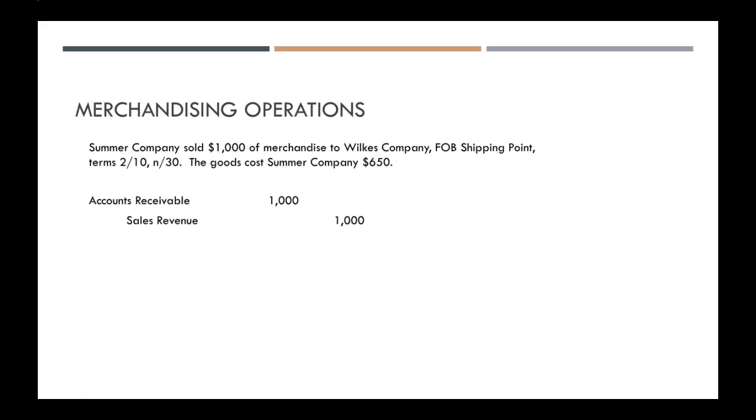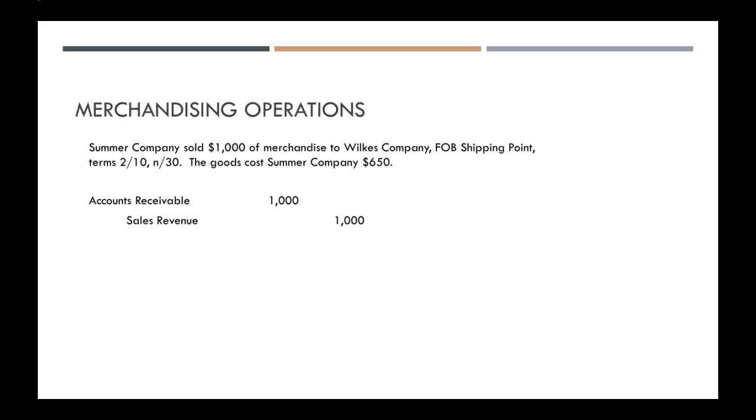So this first entry will be accounts receivable debited for $1,000 and sales revenue credited for $1,000. So the first entry will be accounts receivable and sales revenue, because that's the amount of money that we sold this merchandise for. So we want to count all of that revenue under our sales revenue.